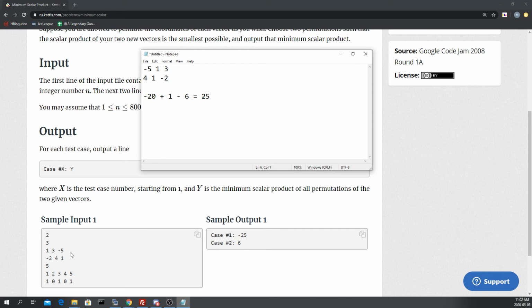For the other case, we have 1, 2, 3, 4, 5. And then we have just 1, 0, 1, 0, 1. And the result is 6. Okay, so the only way I see getting 6 here with this is 1 plus 2 plus 3. So then it would be 1, 1, 1, 0, 0.